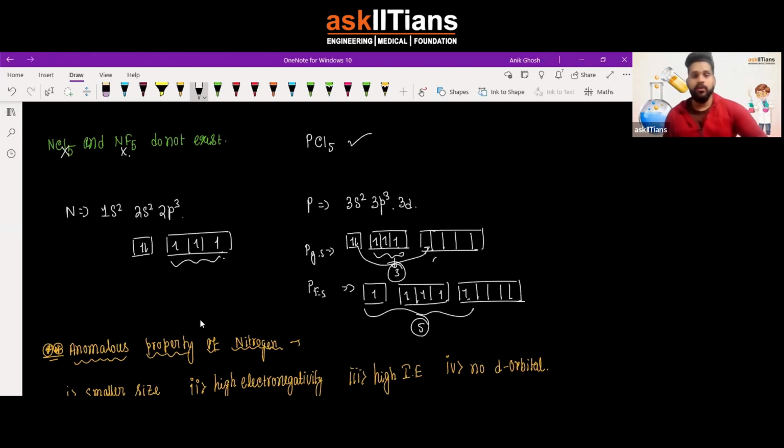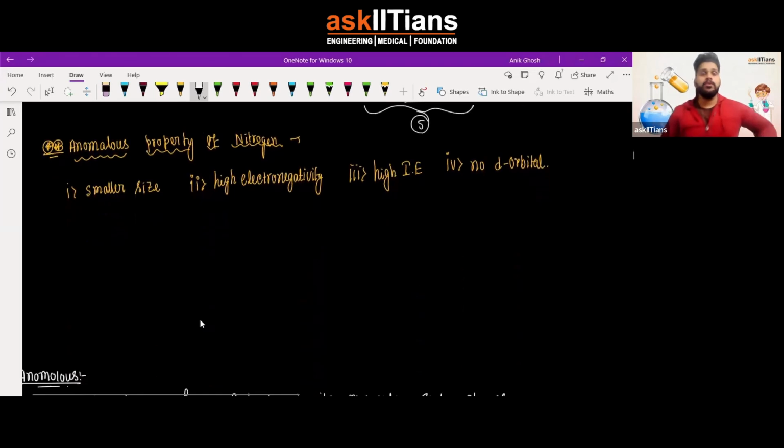Okay. Now coming to the last part, which is for the JEE Main students, the anomalous property of nitrogen. Guys, every single group's first element is anomalous, right? Because of the same reasons. One is the smaller size. But guys, as they have a smaller size, that leads to a high ionization energy, which is my third point. The ionization energy is always high.